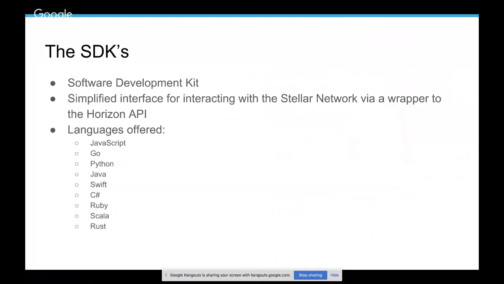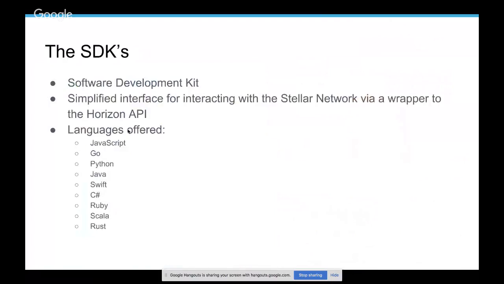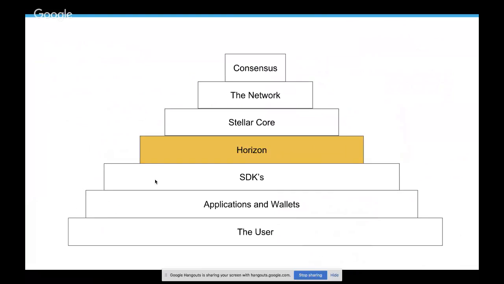Well, for this, we have SDKs. SDKs are software development kits. Essentially, what these provide is a simplified interface for interacting with the Stellar network via a wrapper around the Horizon API, which we will discuss next. These allow for a really easy interface, so if you're building one of these really cool applications, you can choose any language you want and interact with Stellar. Currently we offer JavaScript, Go, Python, Java, etc. A few of these are maintained by Stellar, but most of them are maintained by the community, which is super, super cool. So next we'll jump into Horizon.